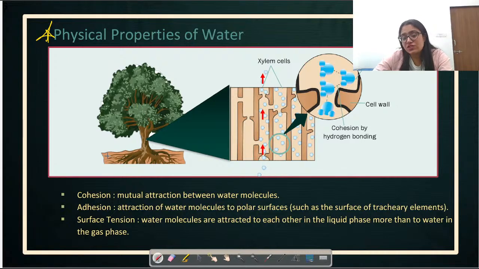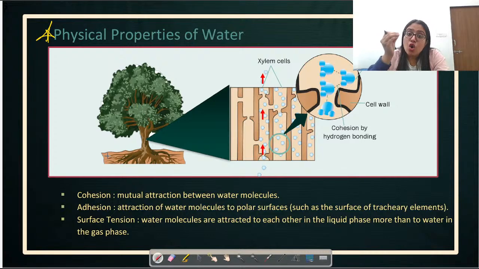On oxygen you can find partial negative charge, and on hydrogen you can find partial positive charge. That makes water a polar molecule, right? So polar is going to attract another polar surface, right? Hence, one water molecule is pulling another water molecule due to an attractive force known as cohesion.